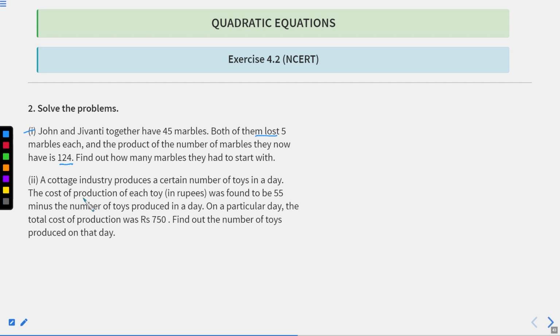In the next question, it says a cottage industry produces a certain number of toys in a day. The cost of production of each toy in rupees was found to be 55 minus the number of toys produced in a day. For a particular day, the total cost of production was rupees 750, and we have to find the number of toys produced on that day. Let us solve.